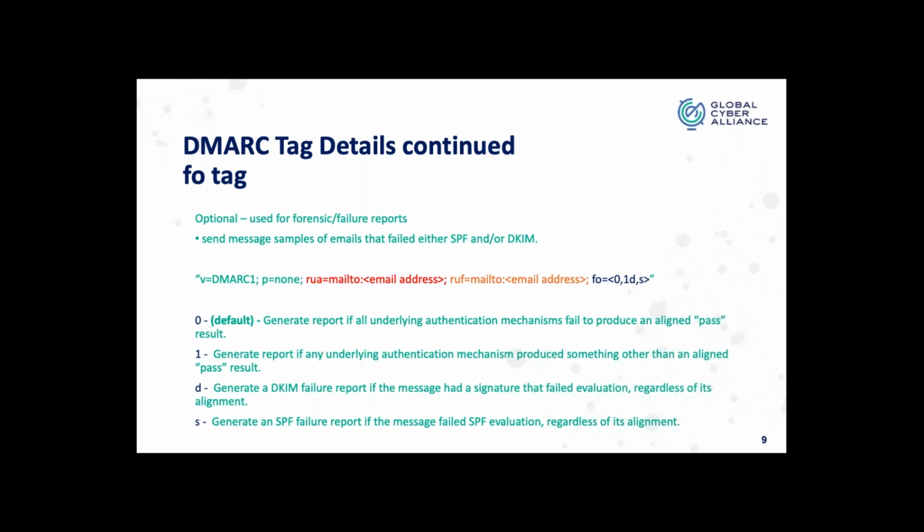One means that if any one of them fails, whether SPF or DKIM, then trigger it. The last two are d and s. D is strictly for DKIM, so if DKIM has a failure, regardless of alignment, it's going to send a report. S is for SPF, and that one's triggered depending on that situation. The default is 0, and most people tend to stay with that. I would recommend actually using 1, because you want it for any underlying authentication mechanism, either or. So just go with 1: fo=1 if you decide to use that tag.